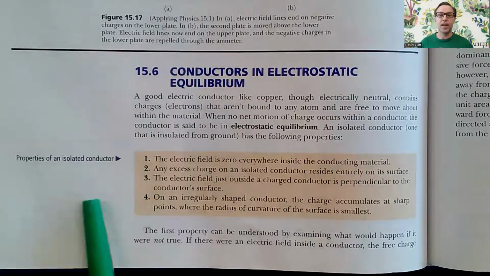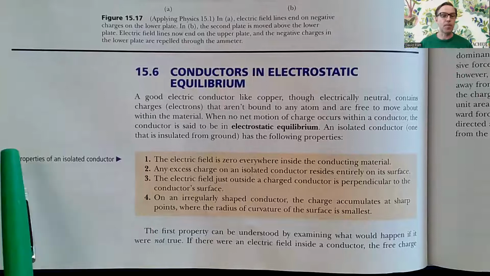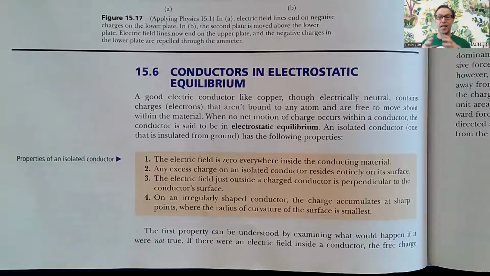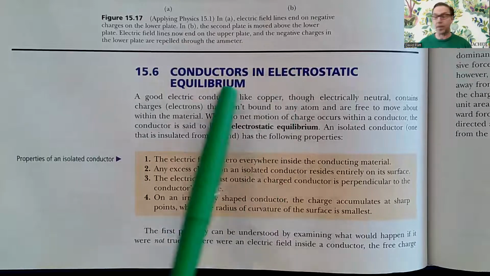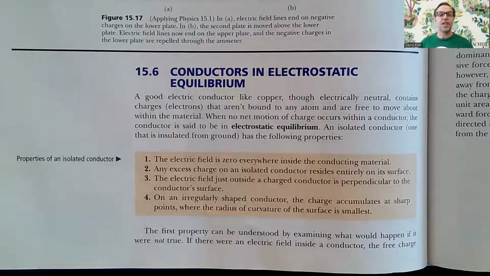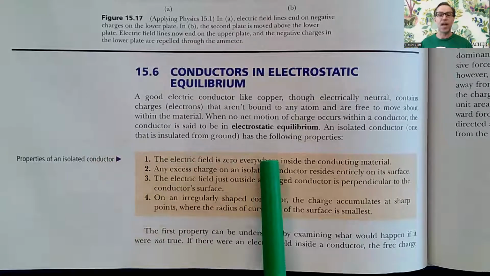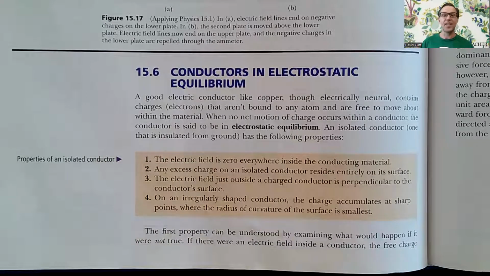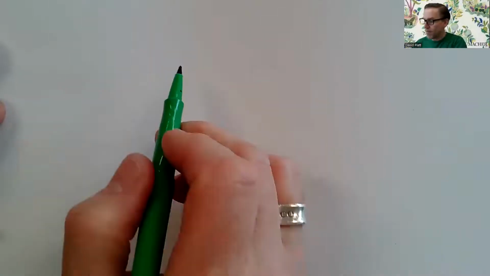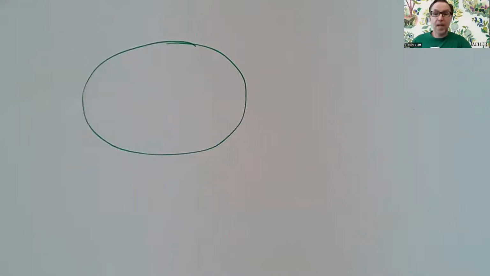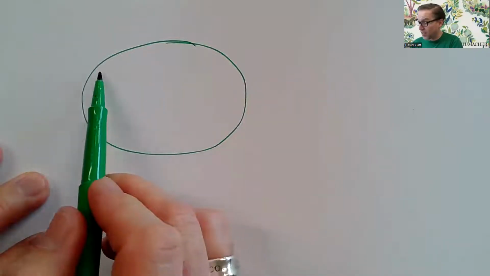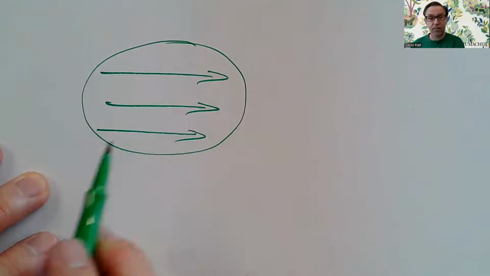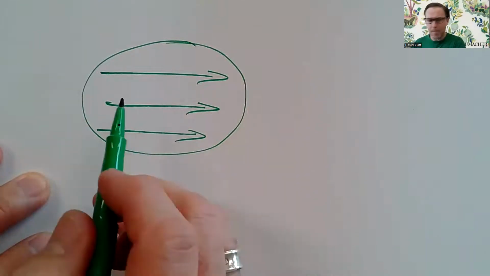According to this text here, there are four things that are true. Properties of an isolated conductor. So if it's an isolated conductor in electrostatic equilibrium, let's see what it says. The electric field is zero everywhere inside the conducting material. So if it's a conductor and the charges can move, and if there's a field inside there, wouldn't that make those charges move?